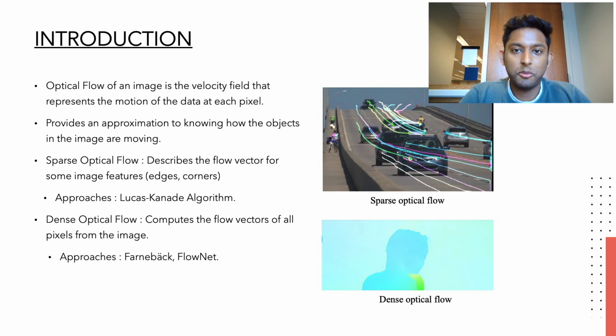Moving to the introduction of our project, what is optical flow? Optical flow is nothing but the velocity field of motion of data at every pixel. This provides us with an approximation of how objects are moving within a frame. Generally, there are two major types of optical flow. The first one is sparse optical flow and the second one is dense optical flow. In the first method, we usually track some of the major features like the edges and corners of the frame, and one of the methods that we use to implement this is Lucas-Kanade.